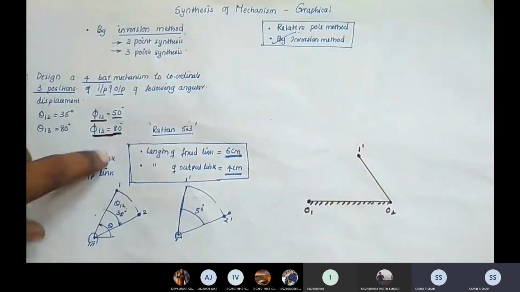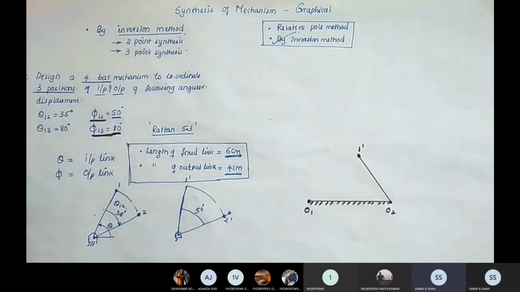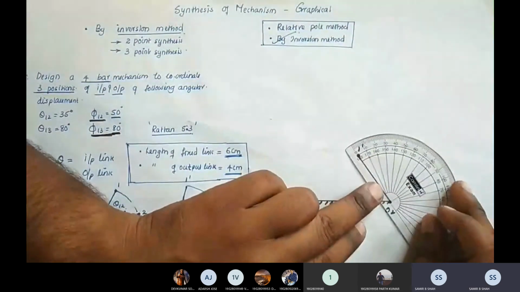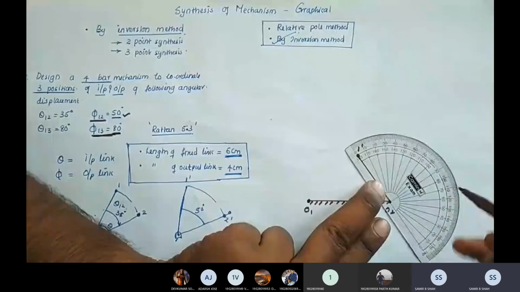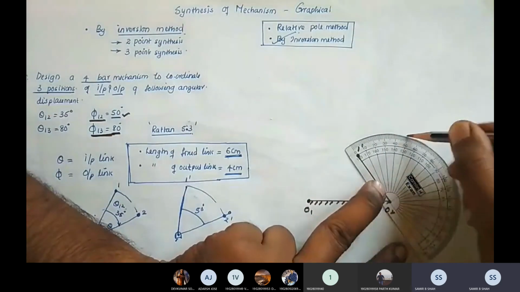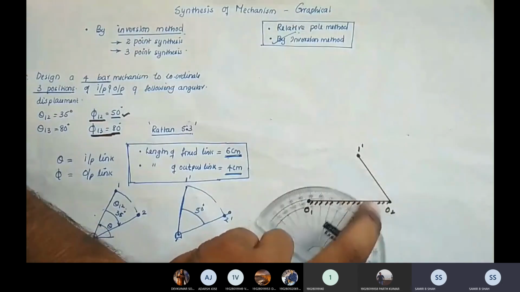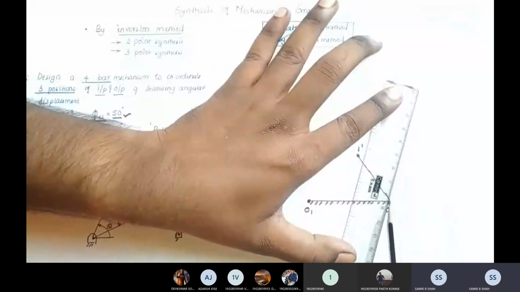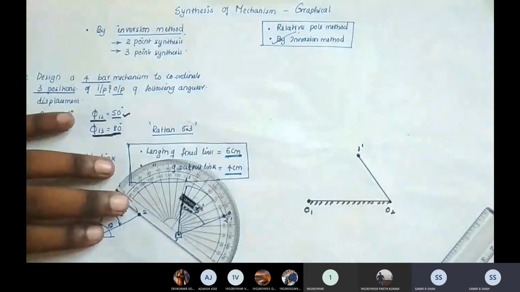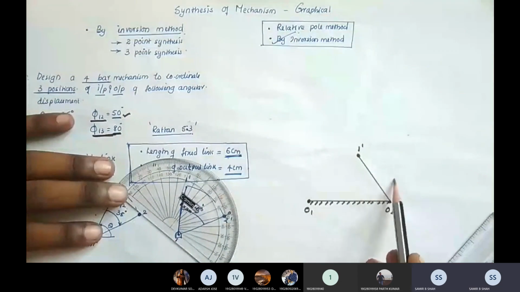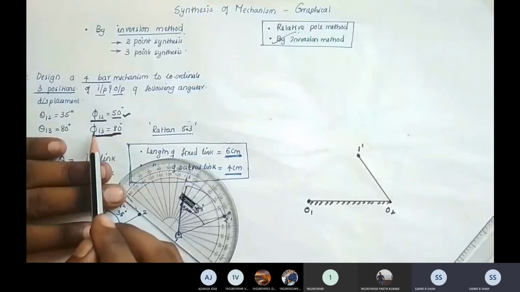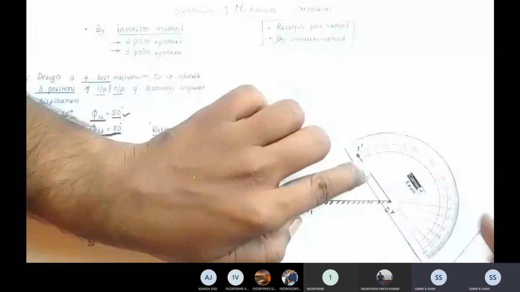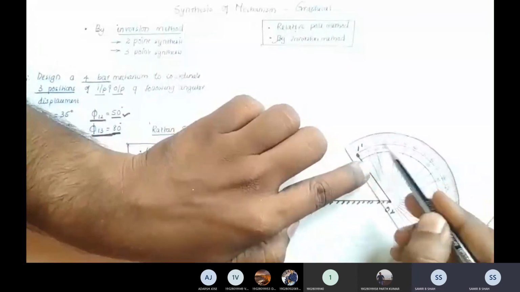Okay, I'm going to draw accordingly. From this initial point, the second point should be the displacement of angle 50 degree. I'm going to take the 50 degree angle. Then this is our 50 degree, 1 to 2. This is the second position. Now, from the initial to the final point, that means the third point, it is 80 degree. You can see this is 80 degree.